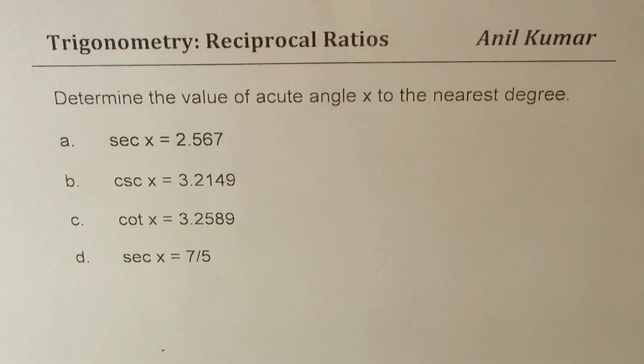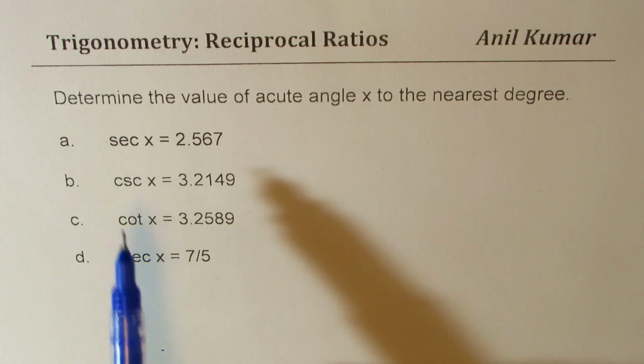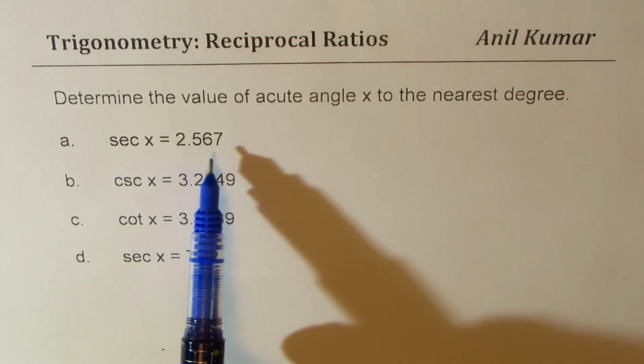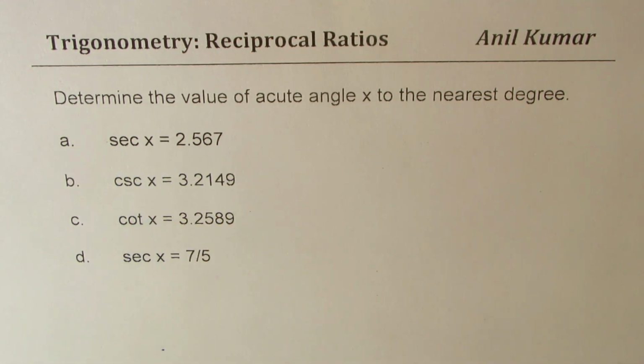I'm Anil Kumar. In this video, we are going to learn how to find angles when reciprocal trigonometric ratios are given to us. Here are 4 examples which will help us find the solution of such questions. Determine the value of acute angle x to the nearest degree. Secant x equals 2.567, cosecant x equals 3.2149, cotangent x equals 3.2589, and secant x equals 7/5.